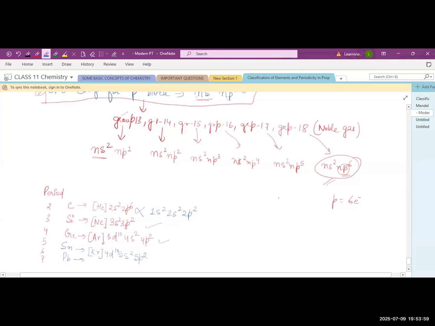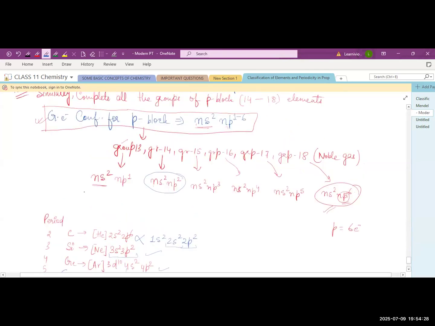Okay. So now you can just tell me the general electronic configuration. You can see over here 2s2 2p2, 3s2 3p2, 4s2 4p2, 5s2 5p2, right? So this is the general electronic configuration, ns2 np2. Now get it? Yes, ma'am. So accordingly, you can write down the electronic configuration and general electronic configuration for every period, for every group.